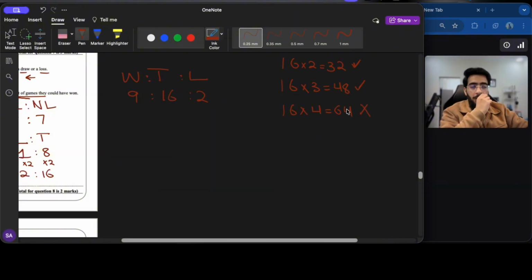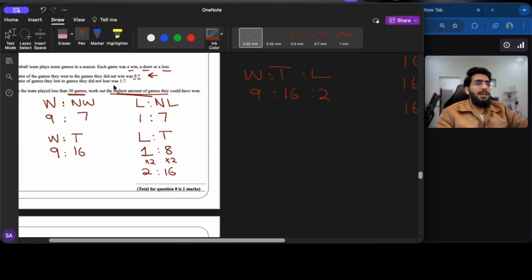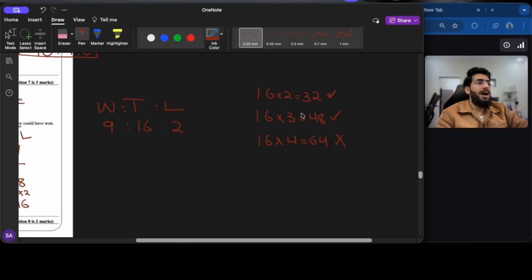So that's a no. Now, since we're finding the highest amount of games they could have won, we have to take the highest amount of total games they've played. Now, we can take 32, but for that, we'll not be getting the highest amount of games they would have won. We'll take the value that's very close to 50, so 48. That means I have to times 3 over here. That means I have to do the same thing over there as well because ratios have their own rules. So 9 times 3 is 27. 16 times 3 we know is 48, and then 2 times 3 is 6.